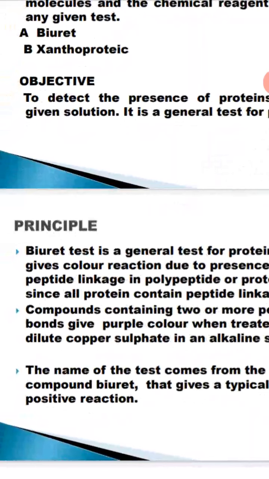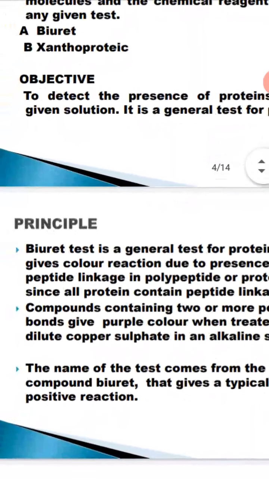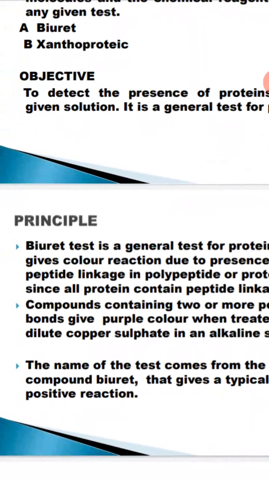These peptide linkages are present in the protein and form a long chain, that is, the polypeptide. All proteins contain peptide linkage; every protein has a peptide linkage. Secondly, the compounds contain two or more peptide bonds, and on these bonds the reagent acts and gives the characteristic color. The name of the test is taken from the compound biuret.